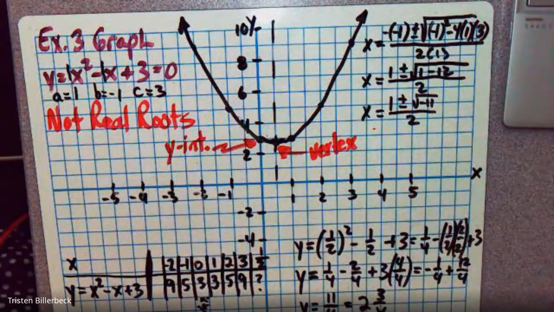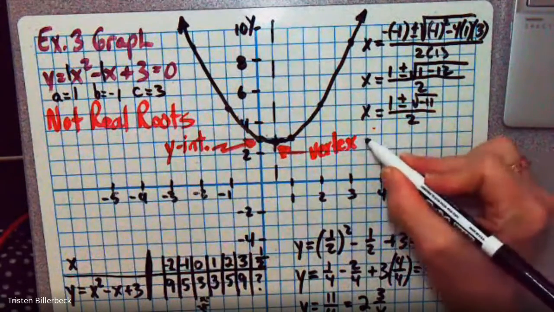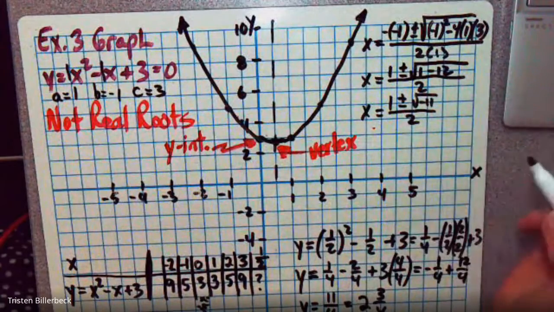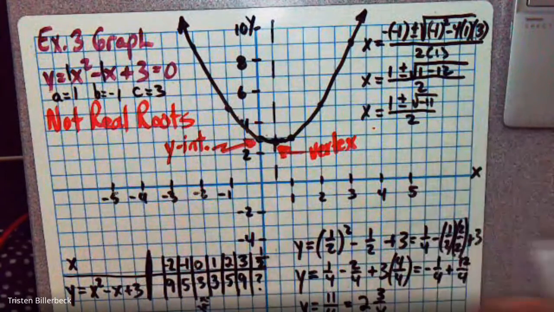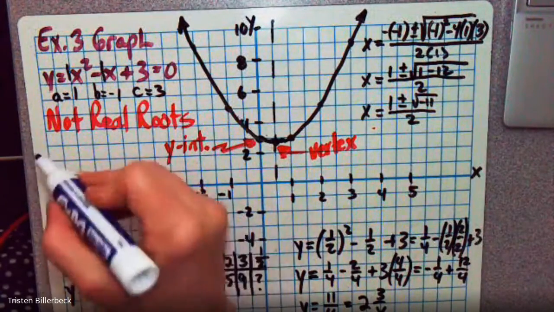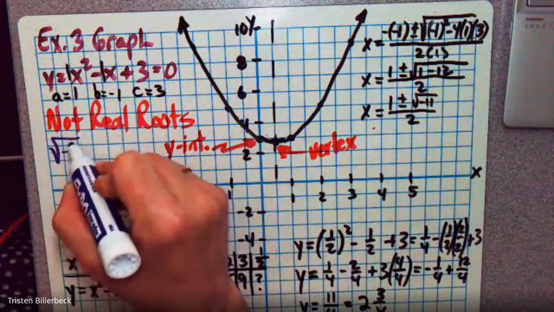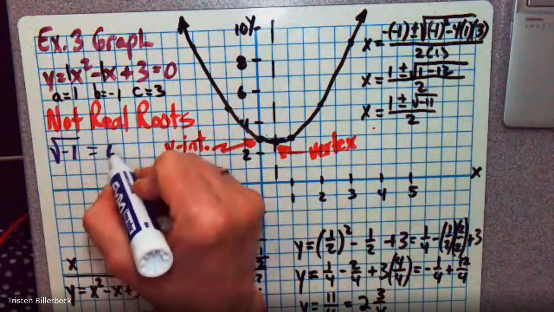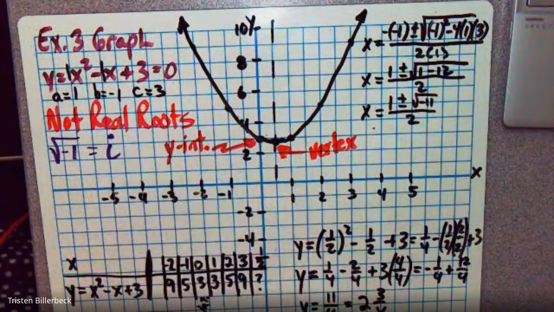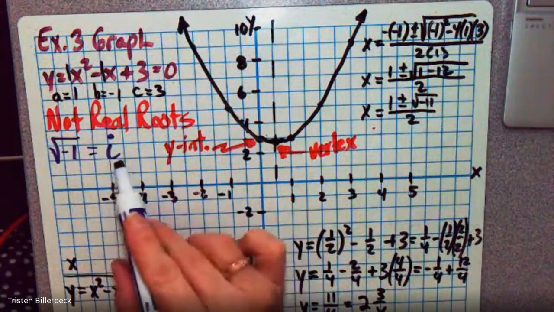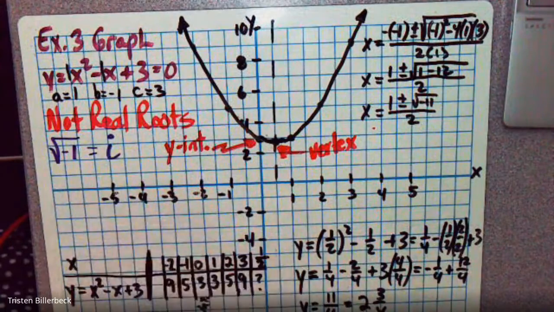Okay, so when we deal with a square root, let me use a different color over here. We have not real. When we have the square root of -1, we have created this letter i. Okay, the imaginary number i is the square root of -1.